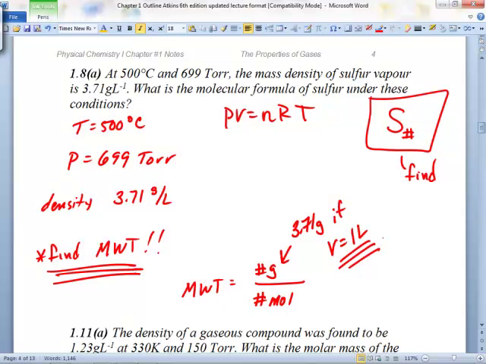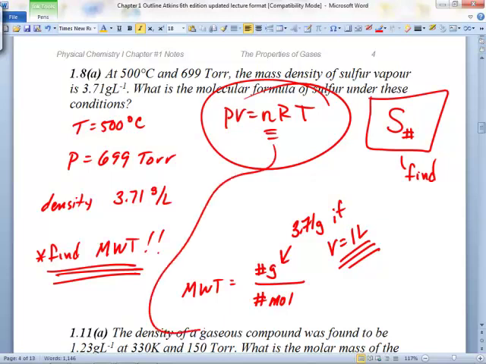That's the trick to doing this. That is 3.71 grams if V is 1 liter. Now I bet you know what to do. What would you do next? Find the number of moles. There you go. Find little n, and put that little n down for the number of moles. Find the molecular weight, divide it by the atomic mass of sulfur, which is, I can't even see it, 32 or something. And you'll get something, whatever. And that's what you put down there.